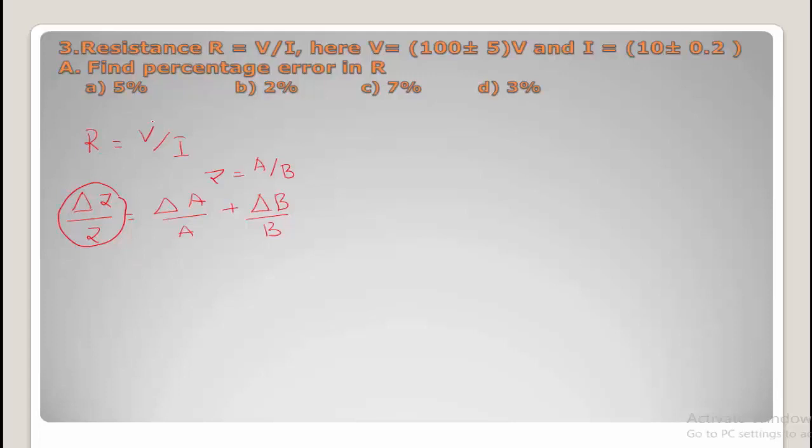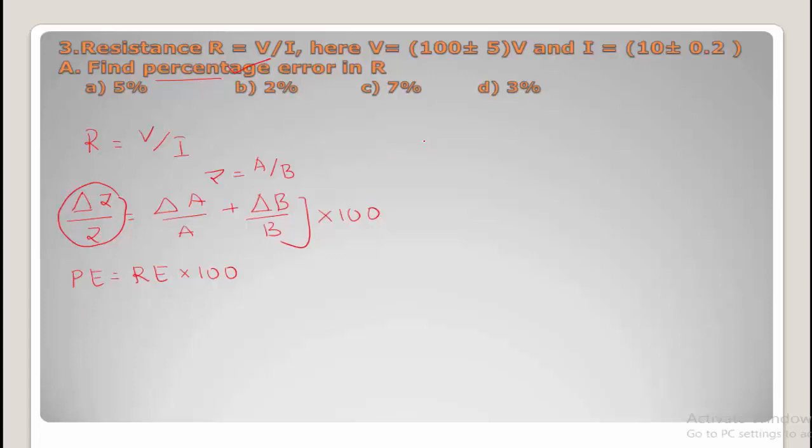So here we are going to find the percentage error. To find out the percentage error, so percentage error is nothing but relative error into 100. So if you multiply this value with 100, you will get the percentage error. Now we have to find the percentage error.